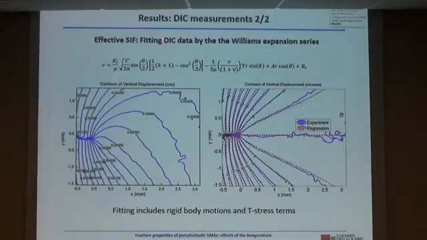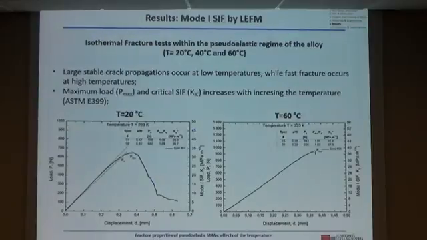In particular, we did the fitting of the DIC data by the Williams expansion series. And in particular, we considered in the equation the rigid body motion and rotation, and also the T-stress terms. The figure on the left reports the contour plots of vertical displacements obtained from the DIC, and on the right, the figure reports the vertical displacement without rigid body motions and rotations, and also a comparison with the Williams solutions, the red dashed curves, and they are in very good agreement.